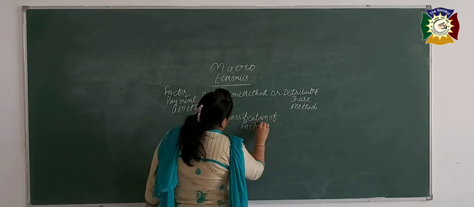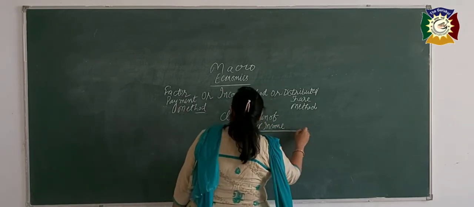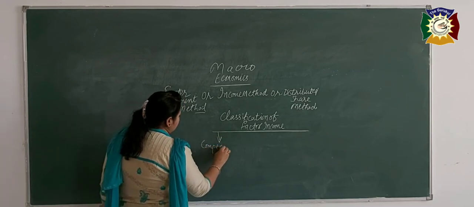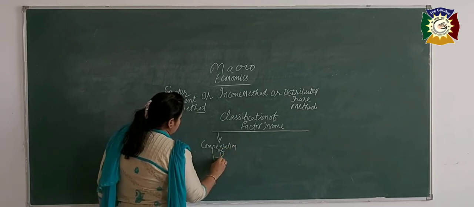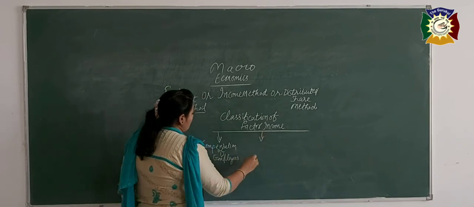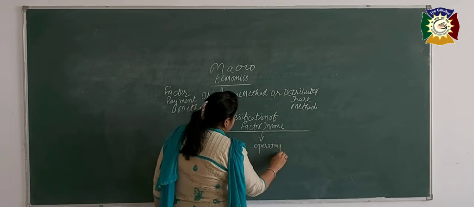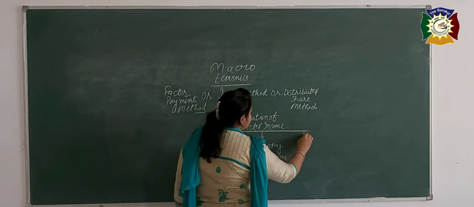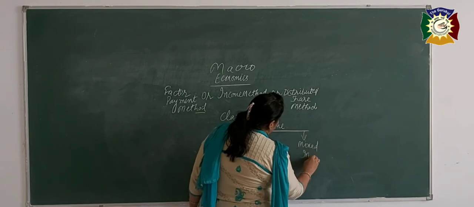It is divided into three parts. One is compensation of employees. Second is operating surplus. And third is mixed income. I am going to tell you the meaning of these.